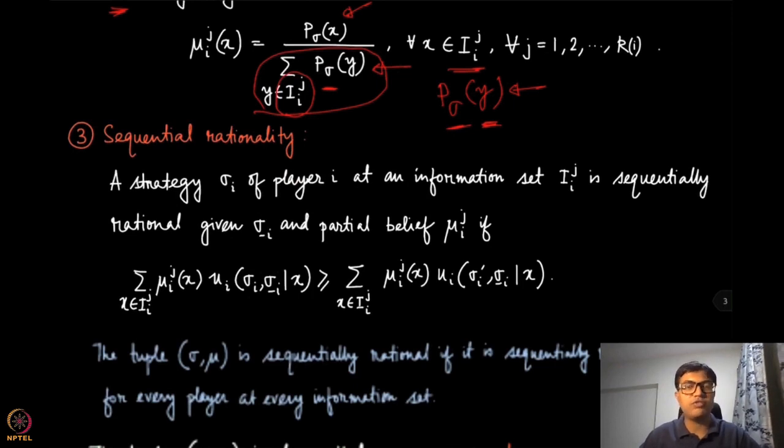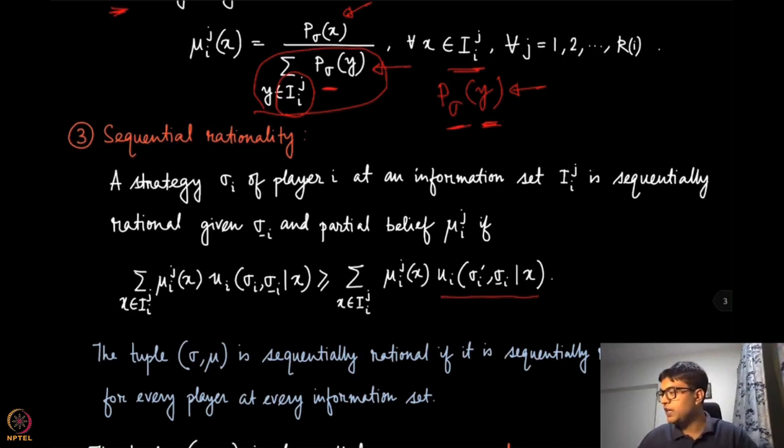So now the notion of sequential rationality is very similar to the notion of Nash equilibrium, the only difference being that now we are also taking expectation over the node being in that information set. So you can see this notation, utility of agent I when it is playing sigma I prime and other players are playing sigma minus I, conditioned on the fact that you are in that node X. And what does this utility mean?